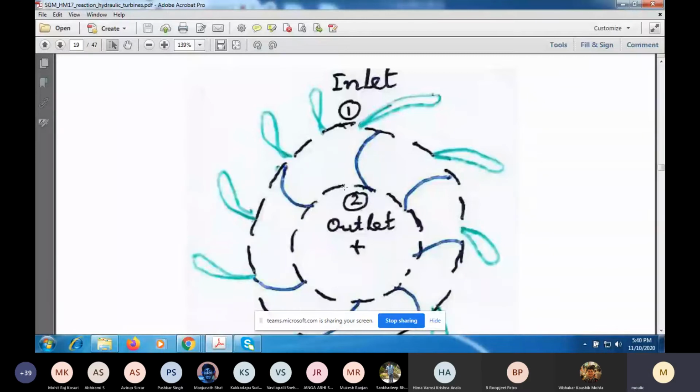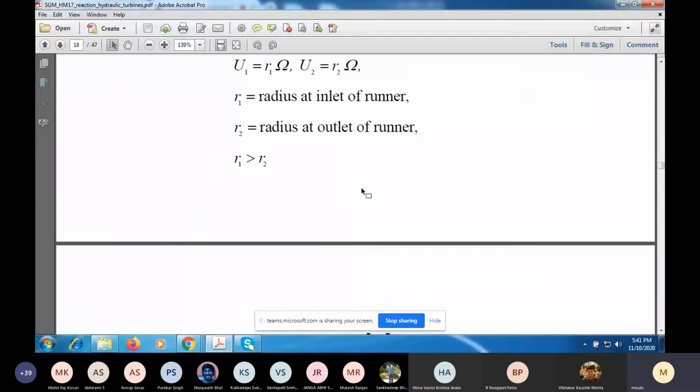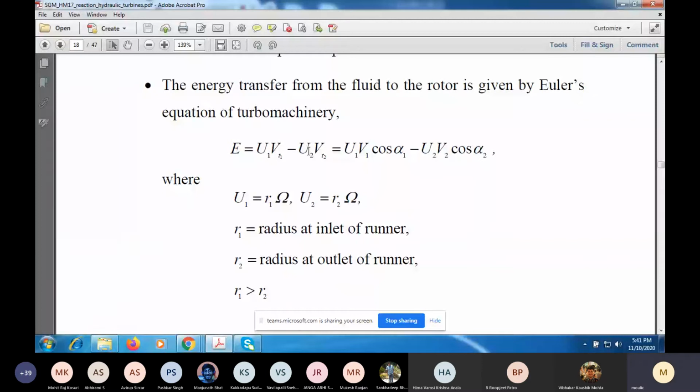So now one is the inlet, this circle which is at a larger radius. And these green vanes are the stationary guide vanes. And the outlet of the impeller is at the smaller radius, R equal to R2. So U1 into VT1 minus U2 into VT2 gives you the energy transfer. So here U1 is R1 omega and U2 is R2 omega. Since omega is the same and R1 is greater than R2, your U1 will be larger than U2.